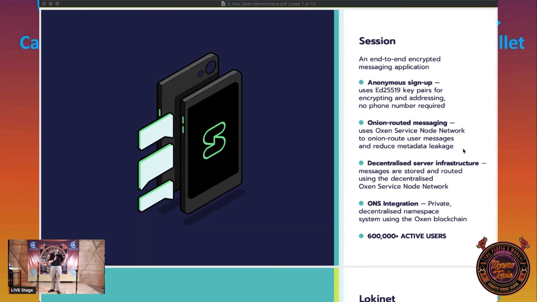So instead of using phone numbers, coming from the crypto background, it made sense to just use a public-private key pair. Your public key is used for addressing, your private key is used for encrypting and decrypting messages. Those keys are just stored on your device, they never touch a server unless you send them to one for some reason. And it's up to you to manage your own keys, just like it would be with crypto. So people here will be very familiar with that.